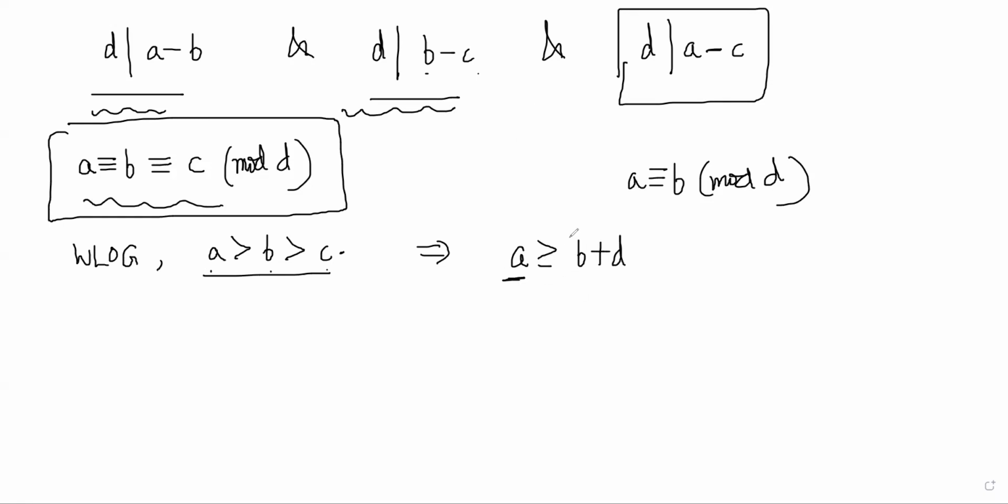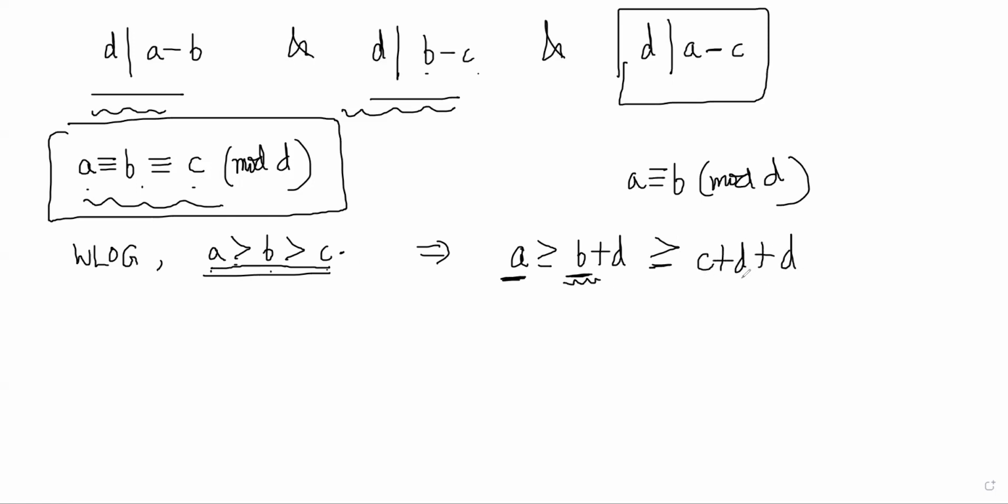If A is the next multiple after B, it at least must be equal to B plus D, or it could be even higher, right? All of the three, A, B, C, are multiples of D, and we have assumed that A is greater than B is greater than C. So we can say that A is greater than or equal to B plus D, and similarly B is greater than or equal to C plus D, right?